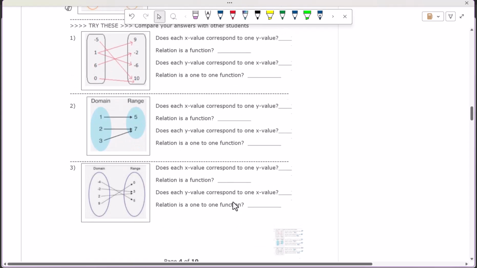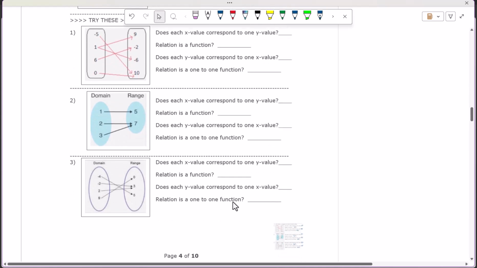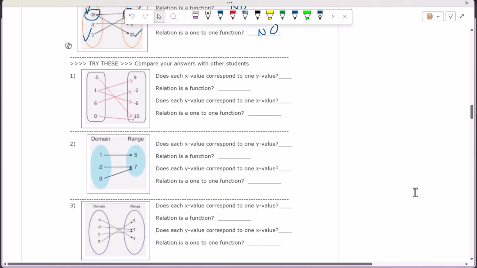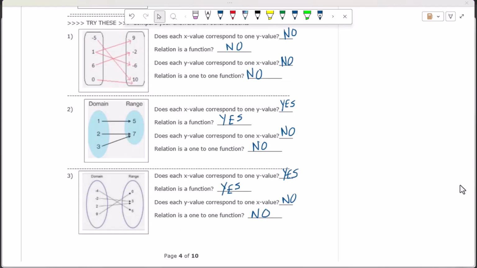Okay, so I'm going to let you all pause the recording and see if you can do these 3 problems. Okay, pause. When you're ready to check, the answers will be up.